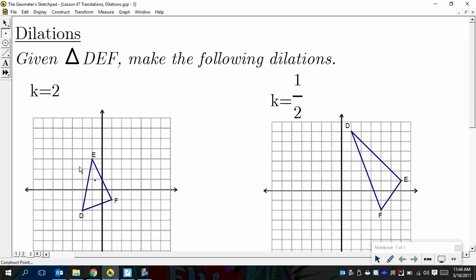So here E is -1, 3, so we'll multiply -1 and 3 both by 2 and get -2, 6. There's our new point. F is 1, -1, we'll multiply both of those by 2 and get 2, -2. D is -2, -2, if we multiply both of those by 2 we get -4, -4. And what we end up with is a triangle D prime, E prime, F prime that is twice as big as the original.